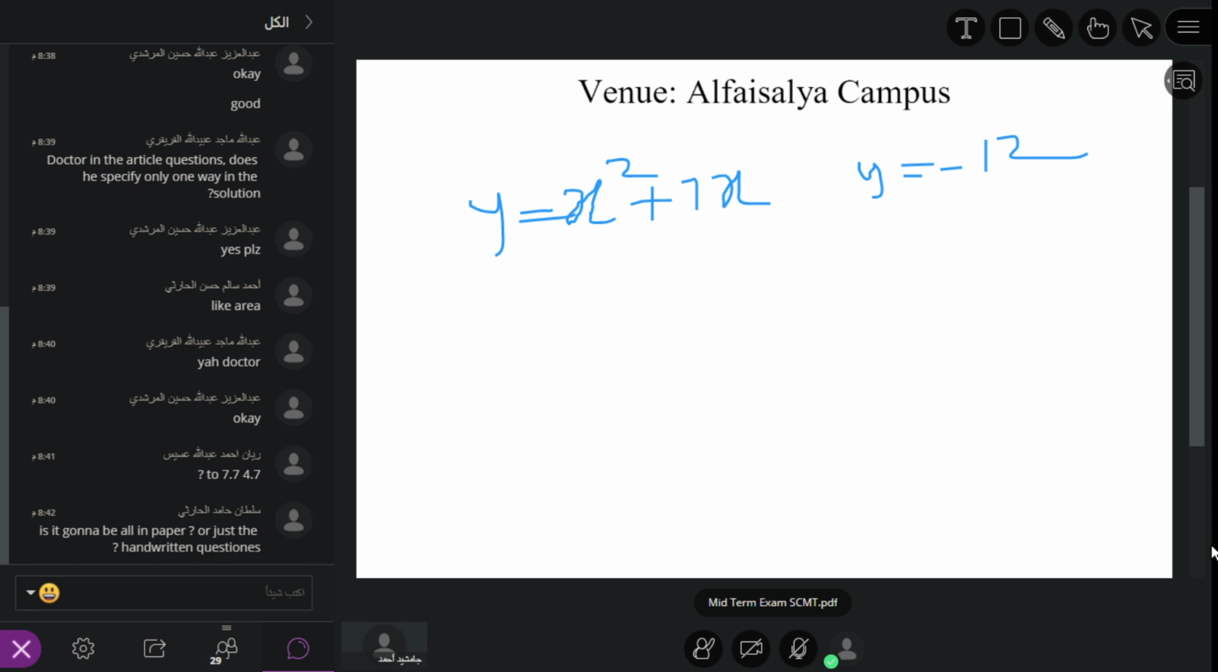Whenever you find this, you will equate. You will put x square plus 7x plus 12 is equal to 0. From here you find x is equal to minus 3 and x is equal to minus 4. So your interval will be minus 3 to minus 4. Now you will find which function has greater value in this interval, and you will put that function minus the other function. You understand my point?